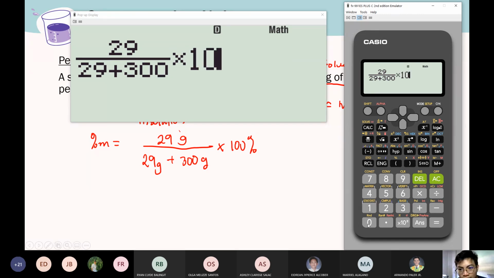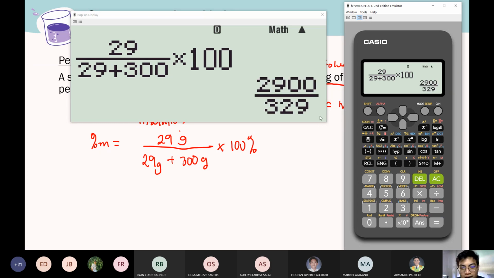So, times 100. Ilalagay mo ba yung percent? Baka pindutin yung percent. Hindi. The percent here is our unit. So, nilalagay lang talaga siya. But in typing it in the calculator, you will not write the percent. Unit yung percentage. Kaya 100 lang yung ita-type mo. Okay? So this is our syntax. 29 divided by 29 plus 300 times 100.